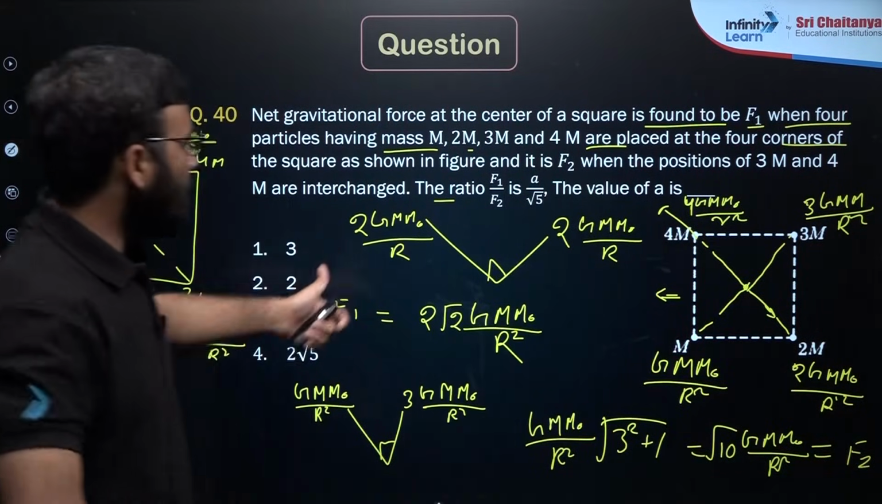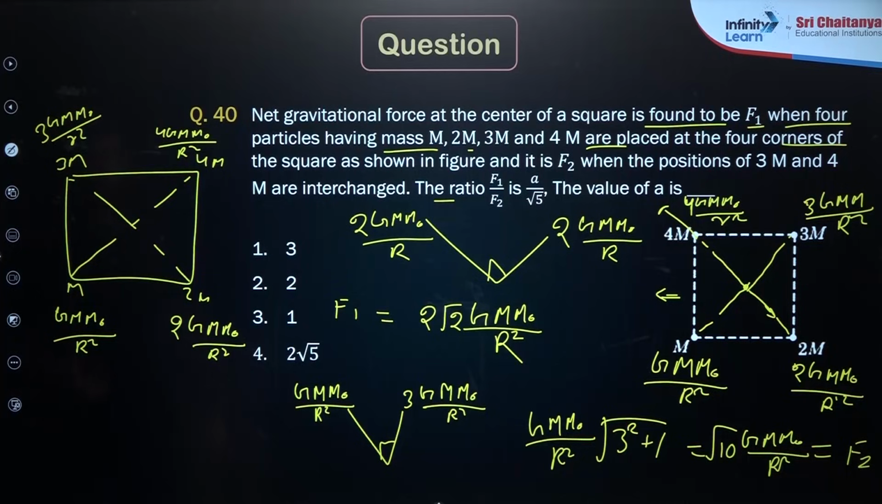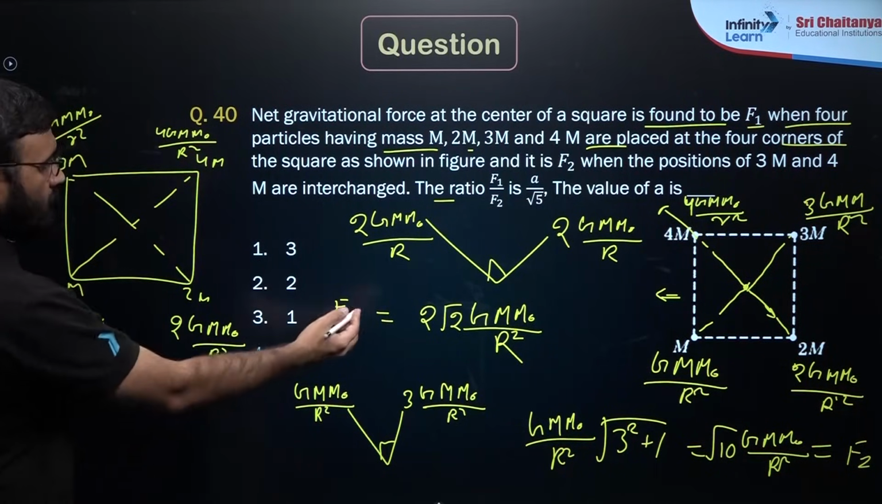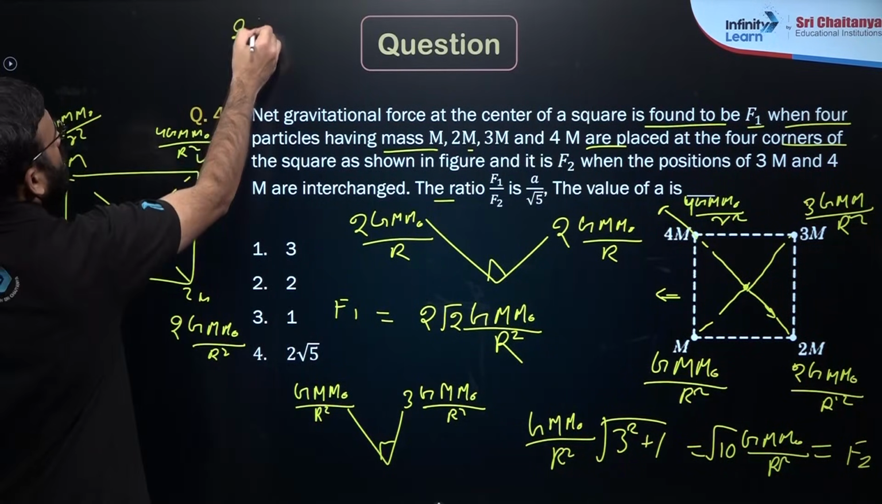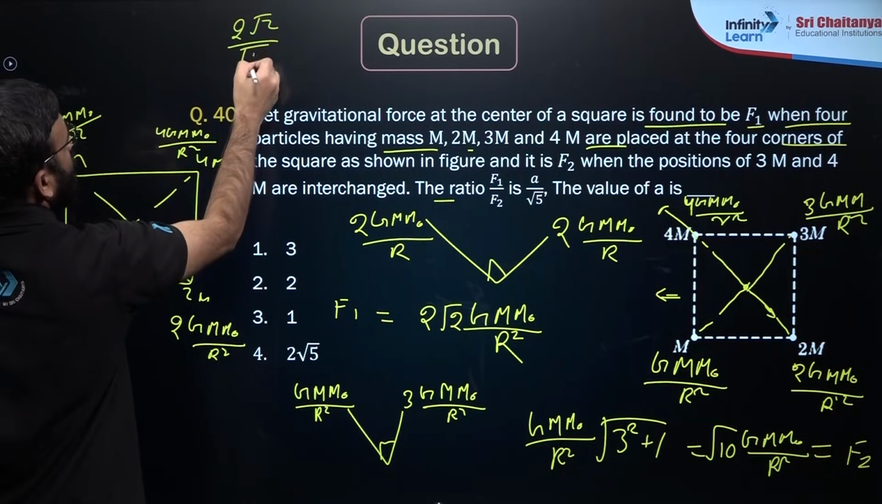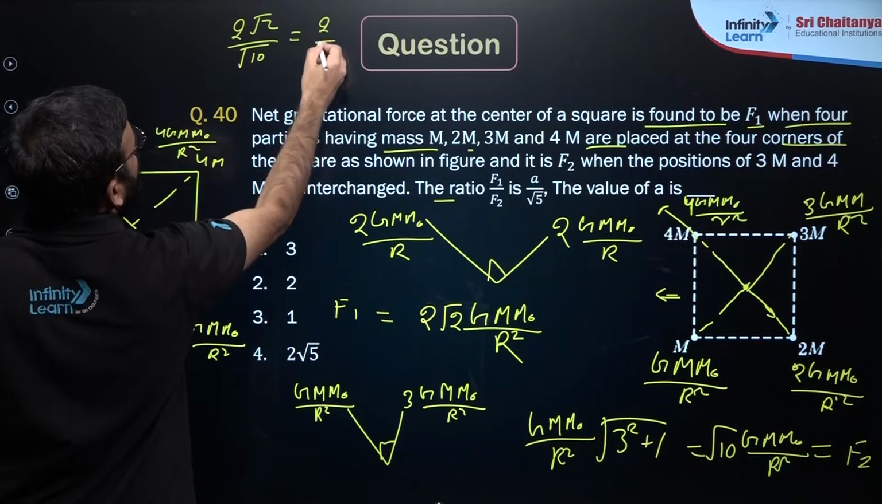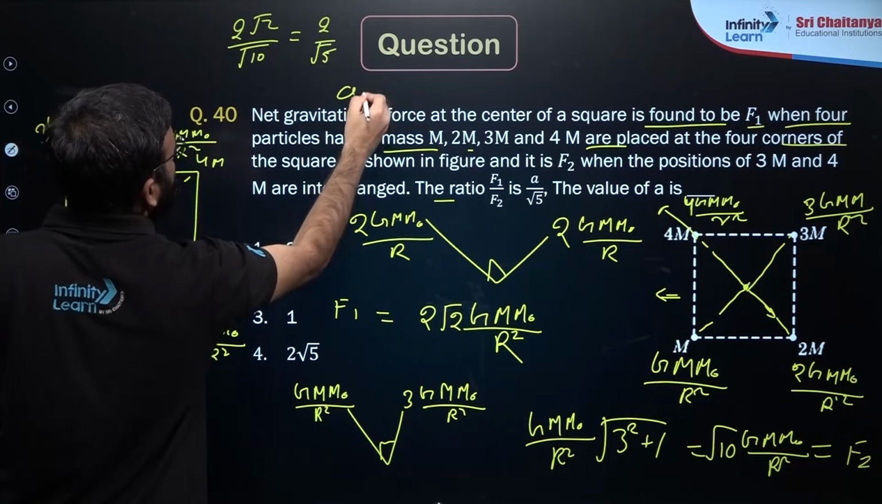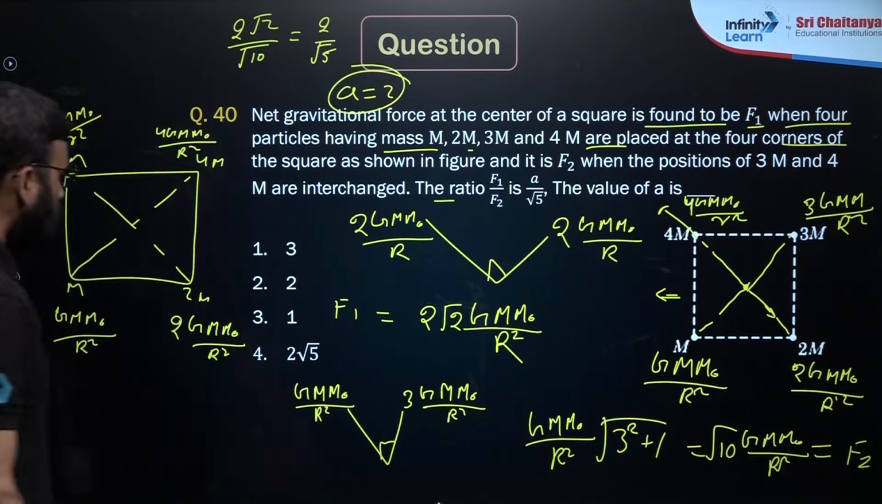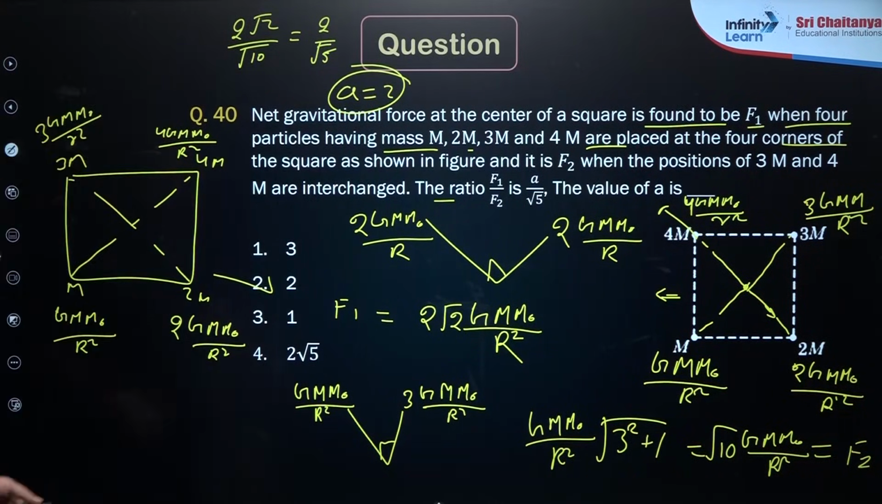So beta you can take the ratio of F1 by F2. So F1 by F2, F1 is my 2 root 2 divided by root of 10. So this will be 2 upon root 5. So A equals to, you can get 2. Okay, option second is your correct answer, beta here.